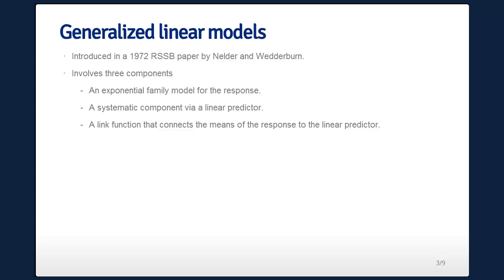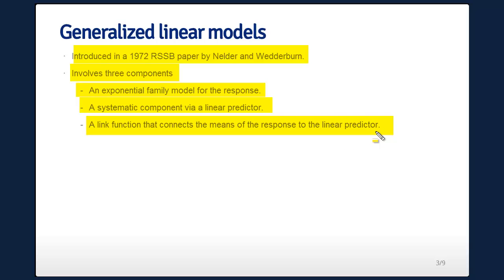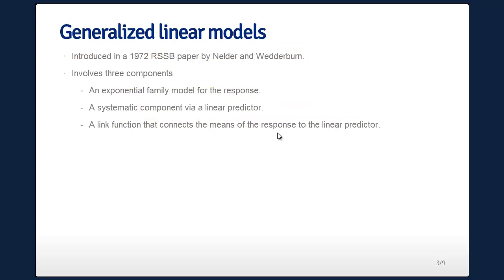GLMs are generalized linear models. They were introduced in a 1972 JRSSB paper by Nelder and Wedderburn. And the GLM involves 3 components. There's a so-called exponential family model for the response, a systematic component via a linear predictor, and then a link function that connects the means of the response to the linear predictor. We'll go through all 3 parts, but now you know what a GLM is in terms of its definition. It has to have those 3 things, but we'll go through the specifics of what they are.